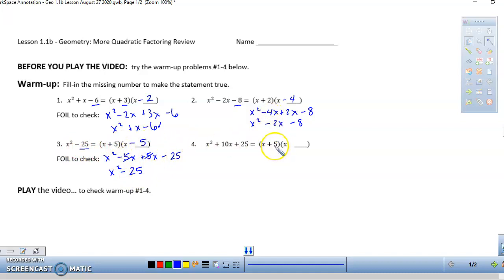Over here, so x plus 5, it has to be a +25. Now here you do have to be careful because this could be positive times a positive or a negative times a negative. Obviously it's a positive, so this is going to be +5. And then when you FOIL that, you get two 5x's and then the +25. So combine like terms, so you get 10x plus 25, which matches the original, so this +5 here is correct. Okay, good job.